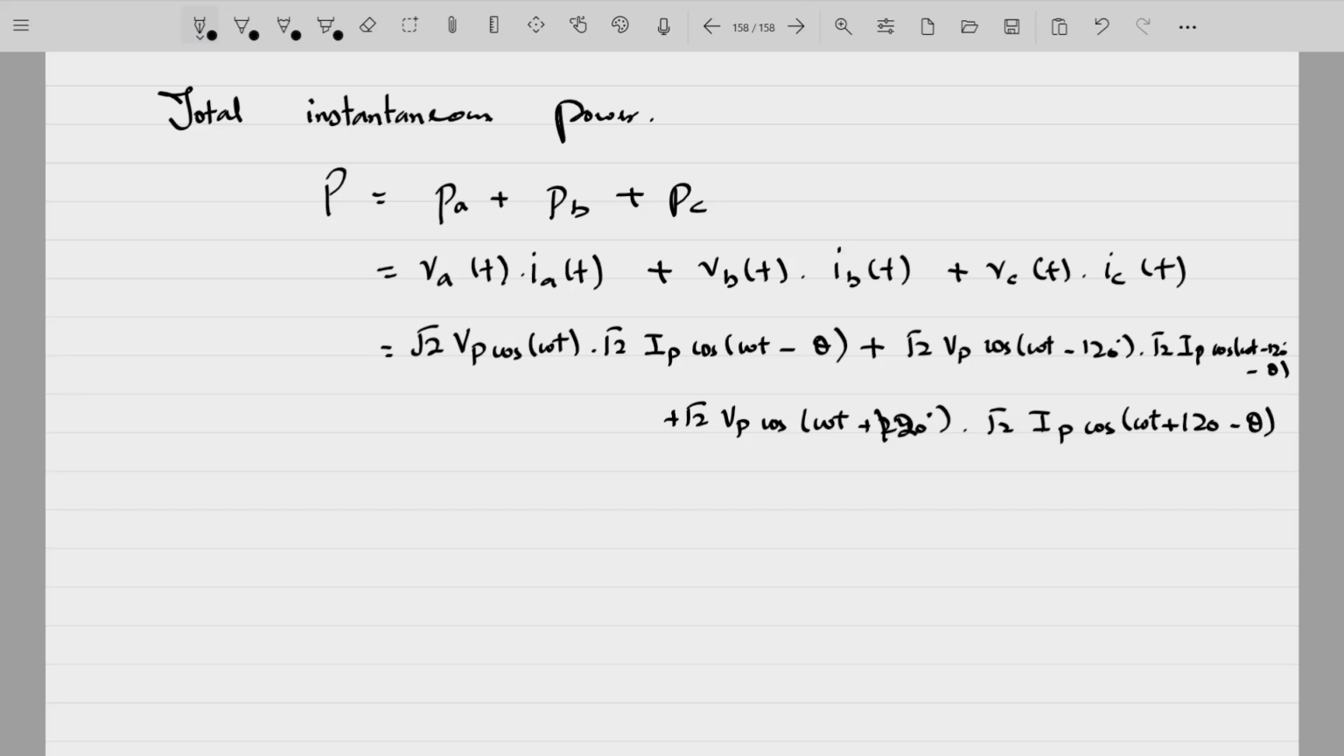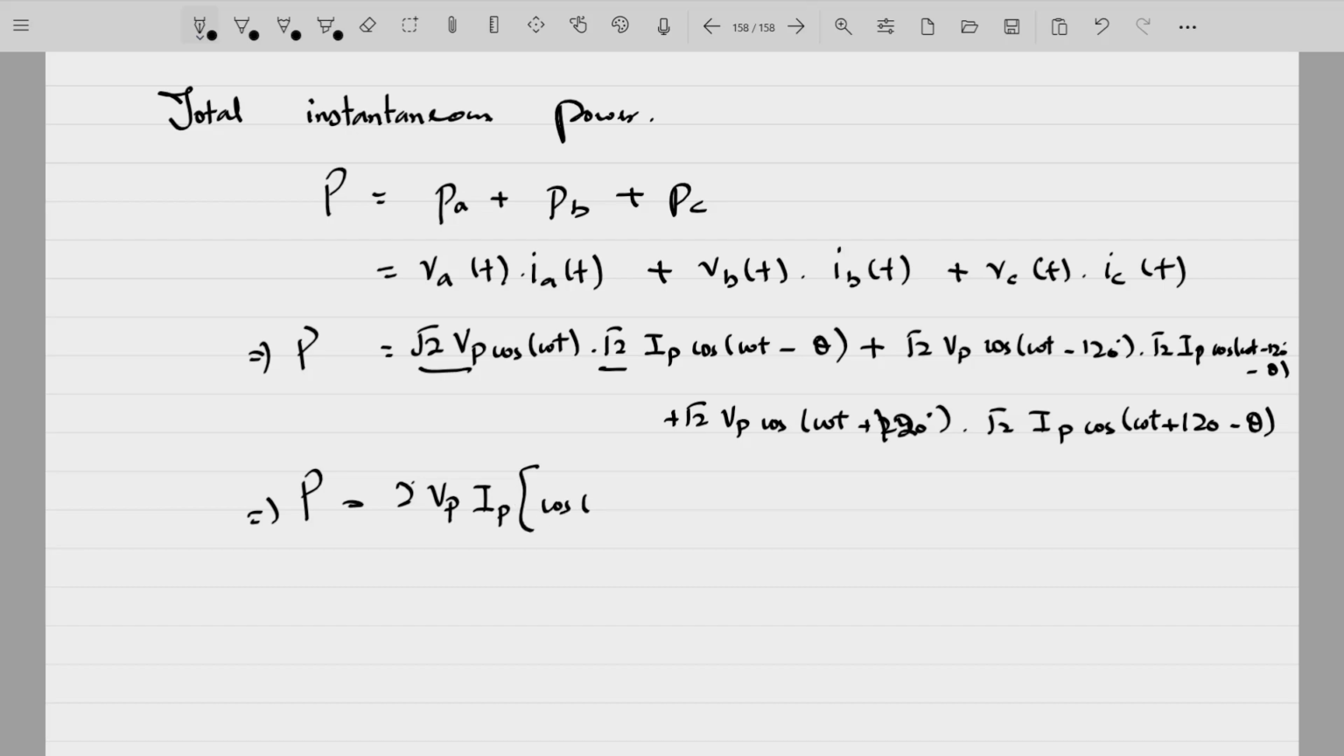So these are the three-phase voltages and phase currents. This is the total instantaneous power. Now you can take root 2 into root 2, which is 2 Vp Ip. 2 Vp Ip will be common.